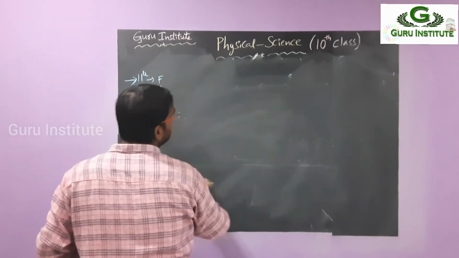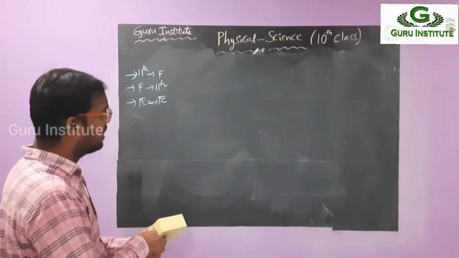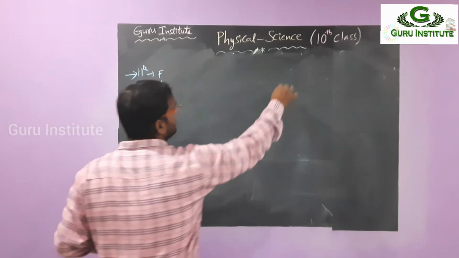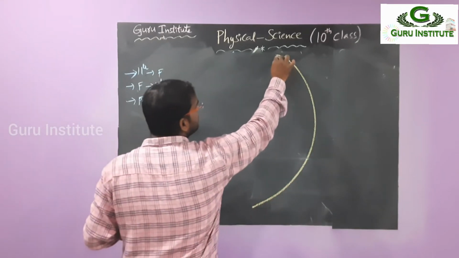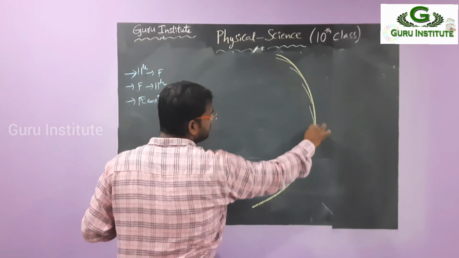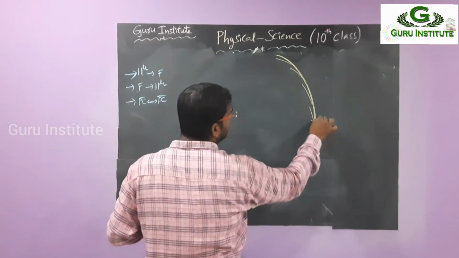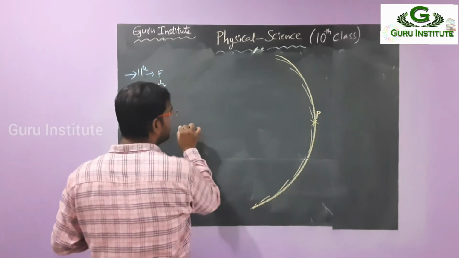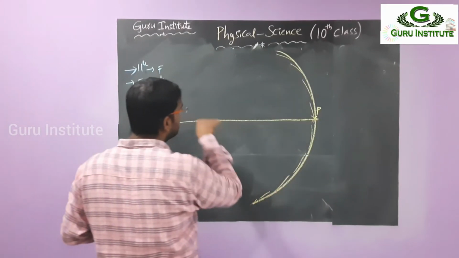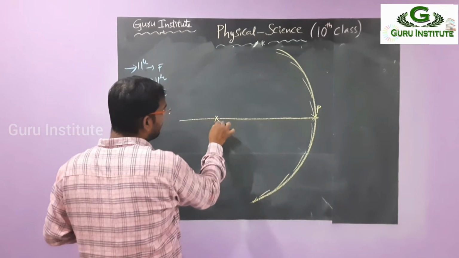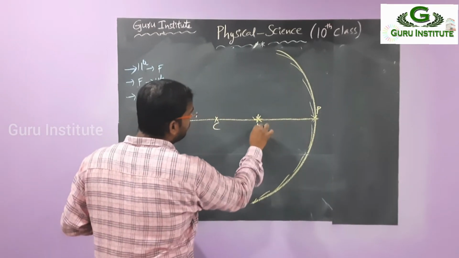Now we have to see the convex mirror like this. So for the convex mirror, we have to take this one. Again, convex. Which side is the shading, inside? Correct. So this is the pole. I am drawing the principal axis. Then we take the center of curvature, and exactly in the middle we take the focus.